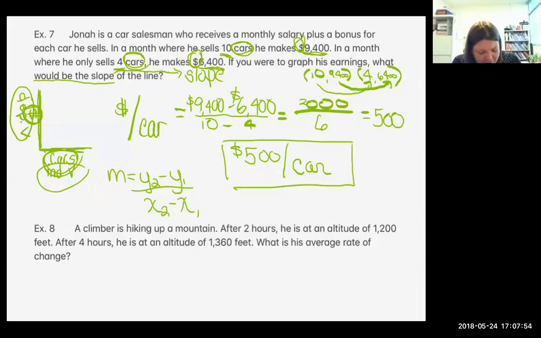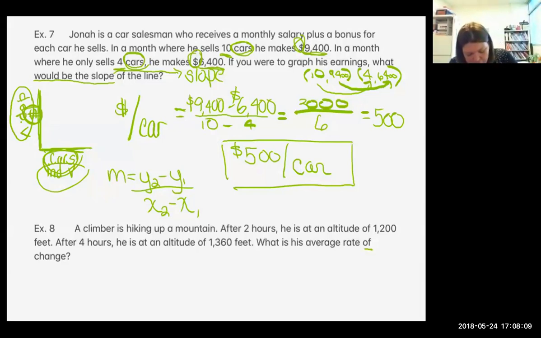Okay. A climber is hiking up a mountain. After 2 hours, he is at an altitude of 1,200 feet. After 4 hours, he is at an altitude of 1,360 feet. What is his average rate of change?